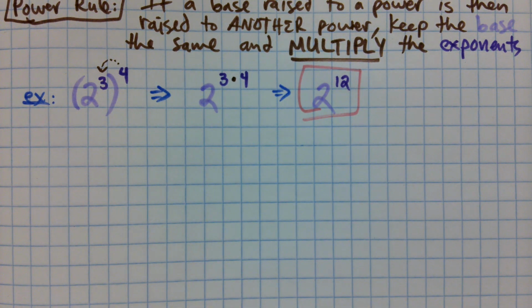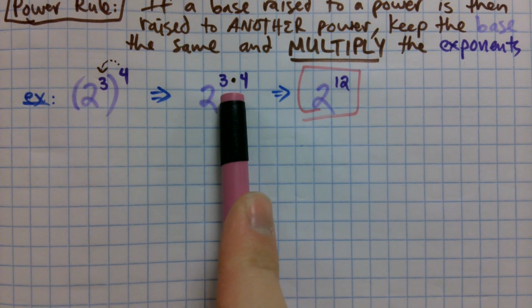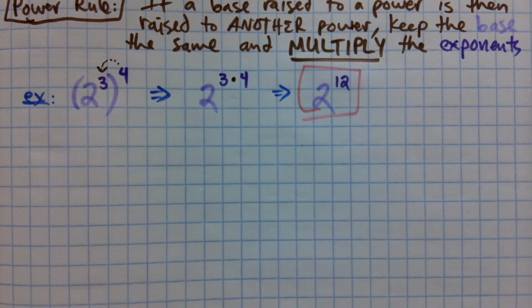Not too bad, hopefully? Good. Like I said, very similar to what we're doing. The only thing we're changing in each of these different rules is what we do with our exponents. On Monday, we added the exponents. On Tuesday, we subtracted the exponents. Now here on Wednesday, we are multiplying the exponents together.